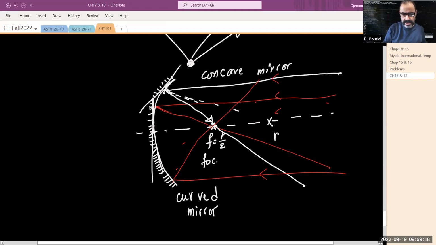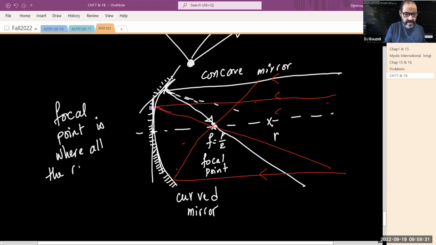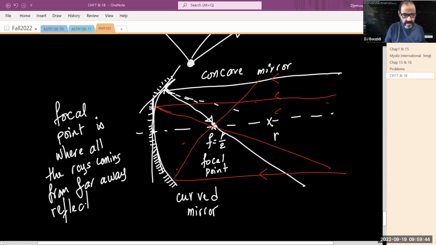So this is where the focal point is. So the focal point is where all the rays coming from far away reflect to. Okay, so they come in from far away, they hit the mirror, and then they reflect, and they pass through the focal point.